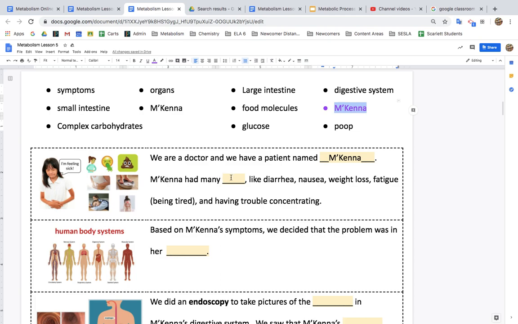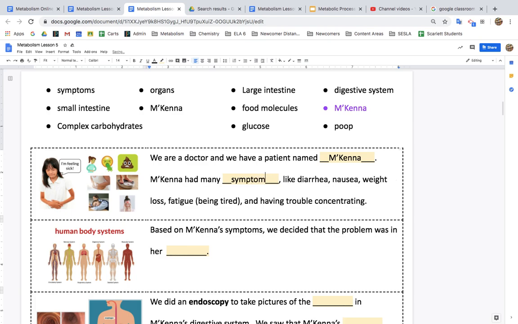McKenna had many blank, like diarrhea, nausea, weight loss, fatigue, being tired, and having trouble concentrating. So these are all examples of symptoms. Symptoms. Again, I'm going to let myself know I use this word by making it another color.